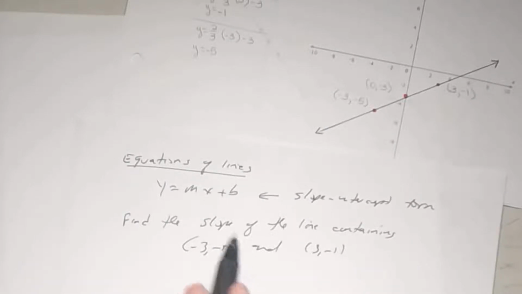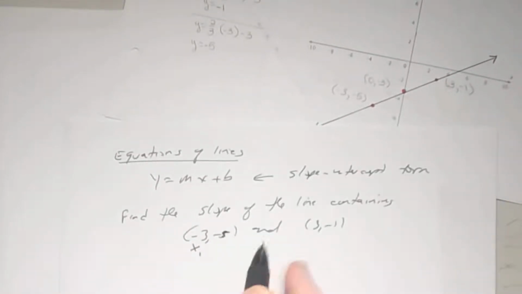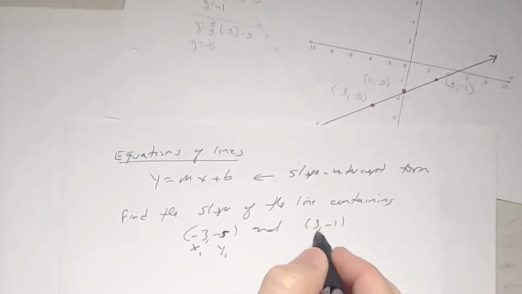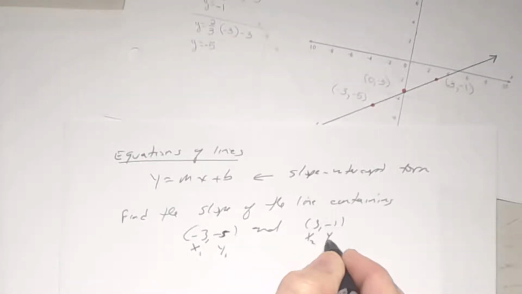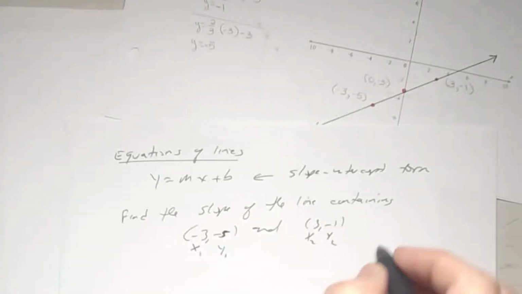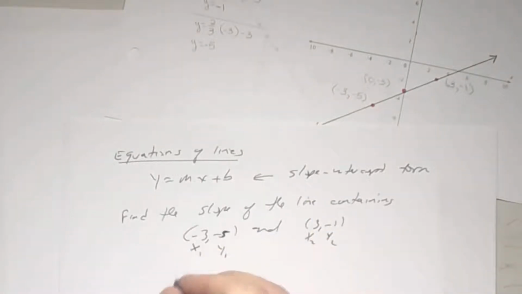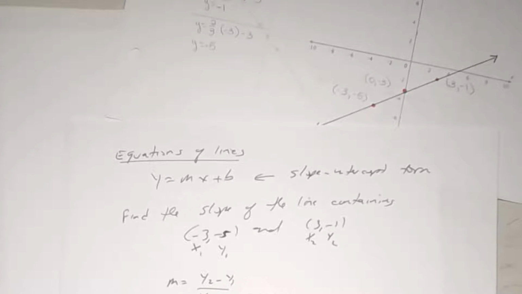So just like we just did on your test, when you find the slope of a line, it's a good idea to label these points. So what are you going to call this one? X1, and this -5 will be called what? Y1. And then the 3 will be your X2, and the -1 will be your Y2. Very good. Now remember the slope formula, and what's the symbol for slope? M. So slope will equal y2 minus y1 over x2 minus x1.